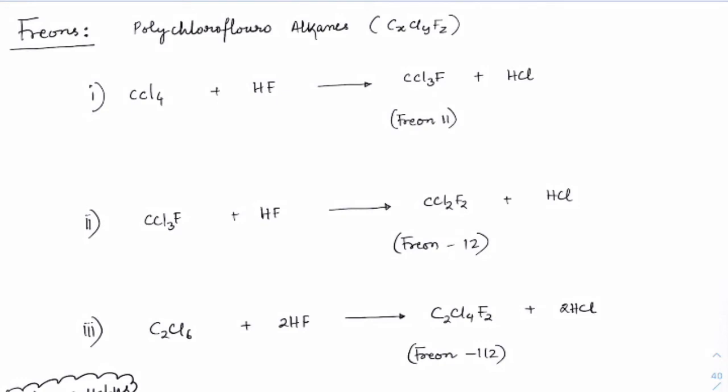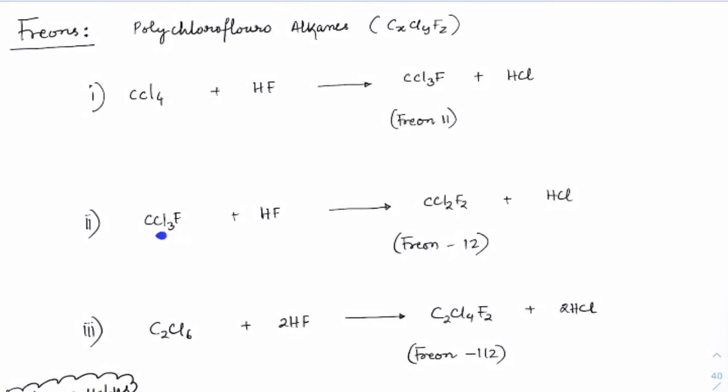Right. Now how do we usually prepare this? See, this is not much in syllabus, so I am just rushing through that. So you just need to know what type of freons are present. CCl4, carbon tetrachloride, if you treat that with HF, one of the chlorines will get replaced and that is called a freon. So whatever the ratio of chlorine to fluorine, these are all called freons.